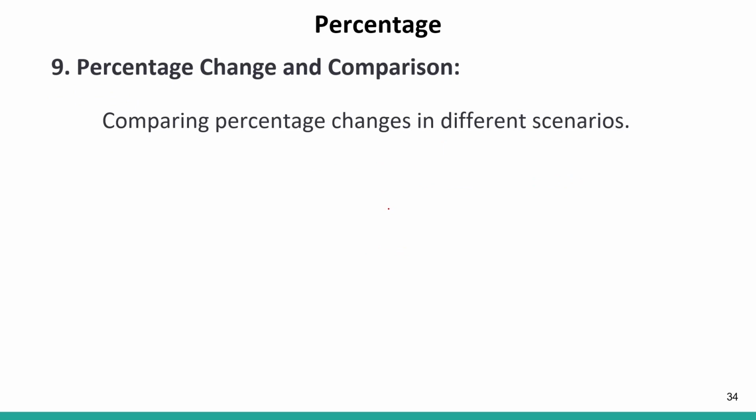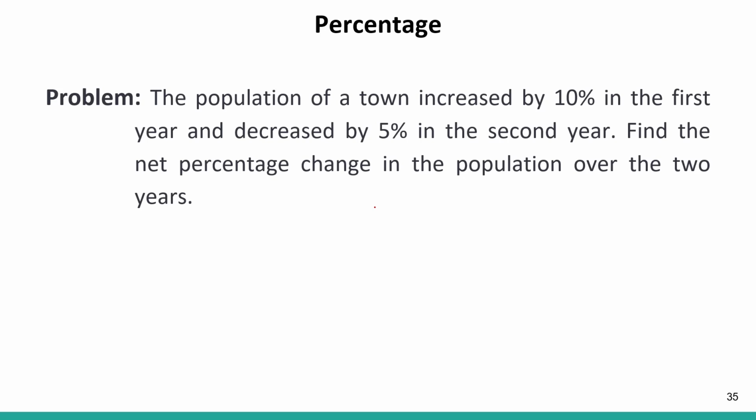Let's see the ninth kind of problem. Okay, so it is percentage change and comparison. So comparing percentage changes in different scenarios. Okay, let's see a scenario. So the population of a town is increased by 10%. Okay, so the town had some initial population, let it be X.